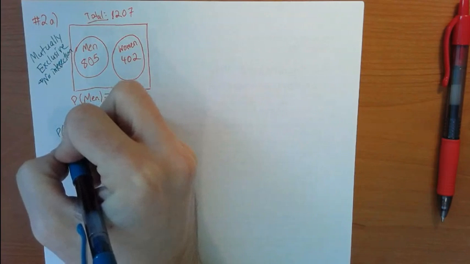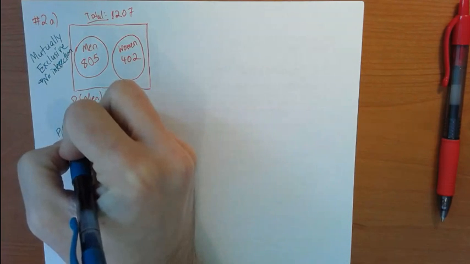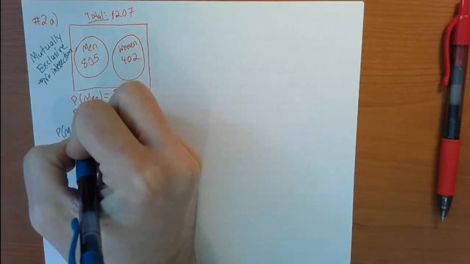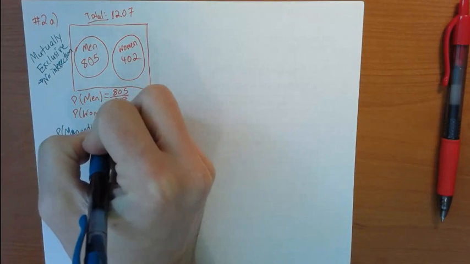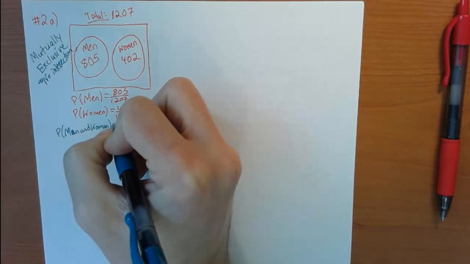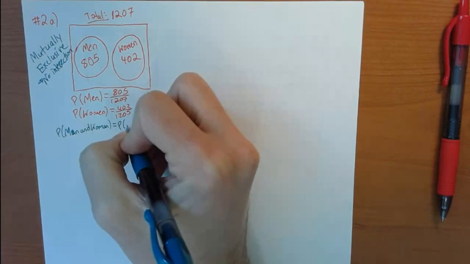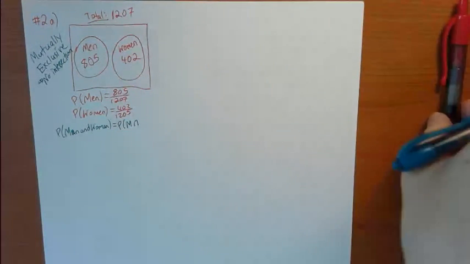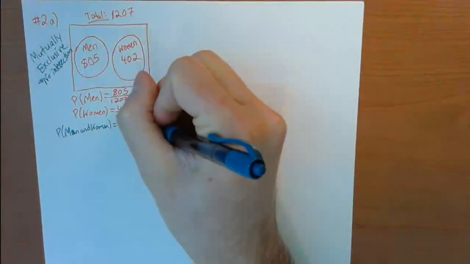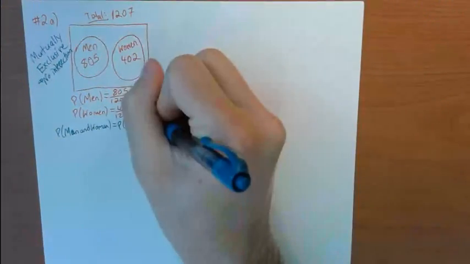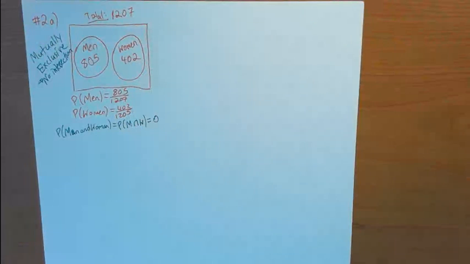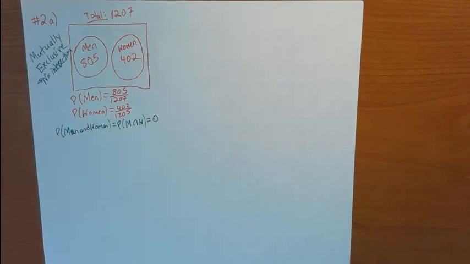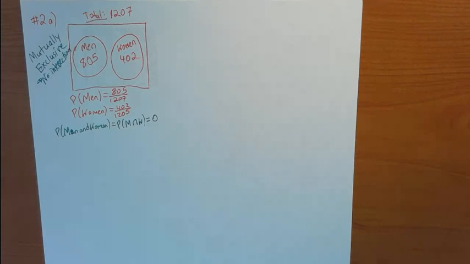So if I wanted to know probability of selecting a man and woman, that is an intersection, which we know is man, and then it's an upside down U for intersection, and then women. So the intersection here would just be 0. There's no crossover between these two things. And that is the case for all mutually exclusive things, or just things that can't happen at the same time.